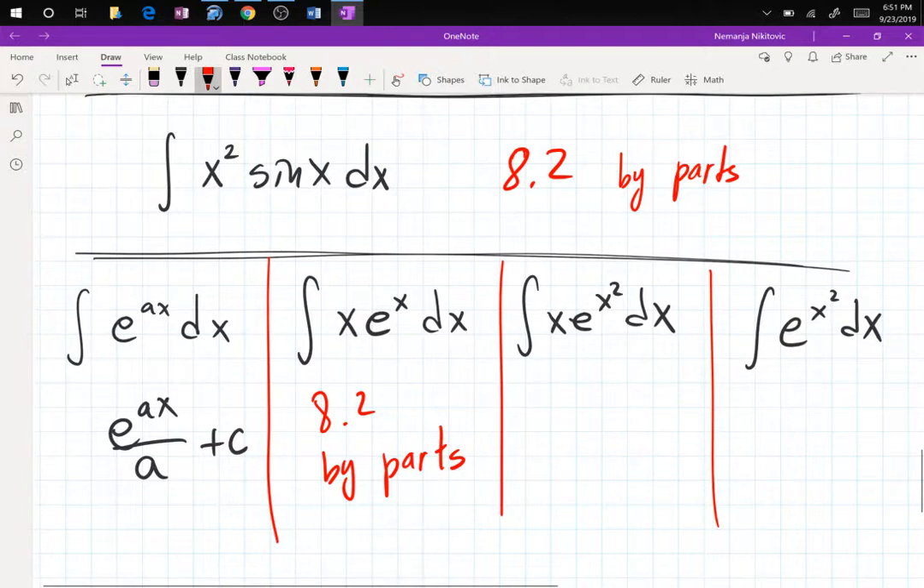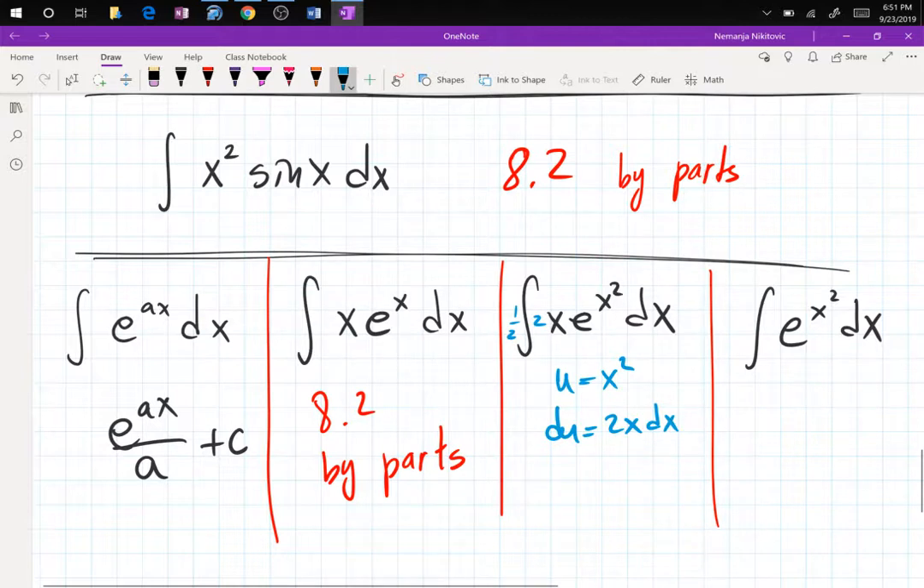Okay, now we move to the next one. Can you do the next one? Yes, u equals x squared, du equals 2x dx, put the 2, put the half, and so on, done. Awesome, it's a u sub.